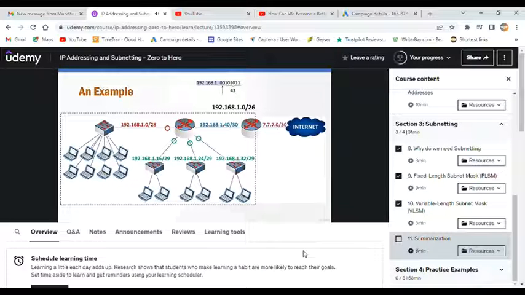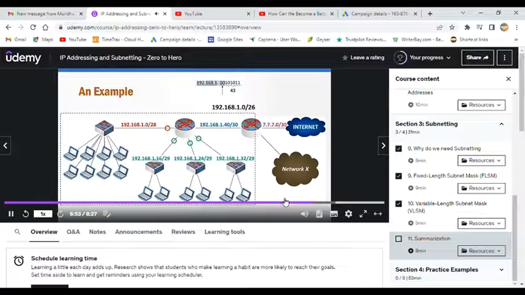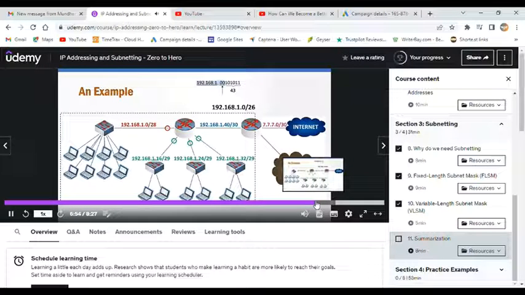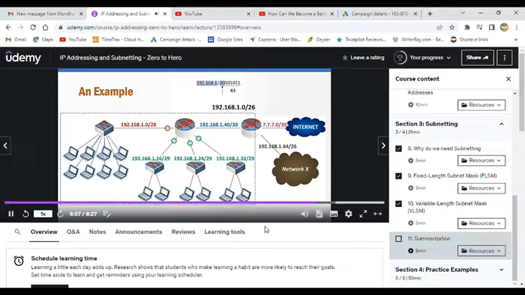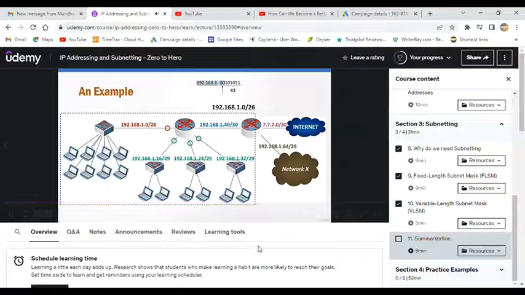And that's going to be our new subnet mask. So 192.168.1.0/26 is our summary address for this entire network. Now we are safe in case a new network appears. For example, let's say that's network X and its subnet is 192.168.164/26.